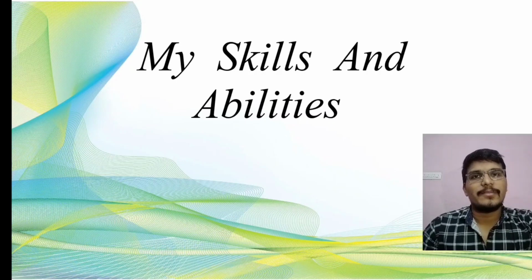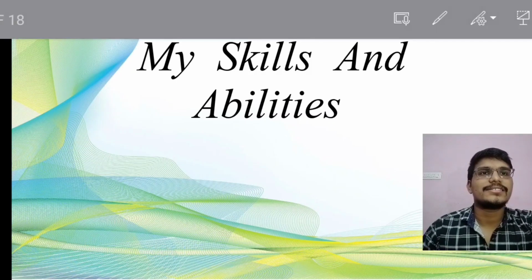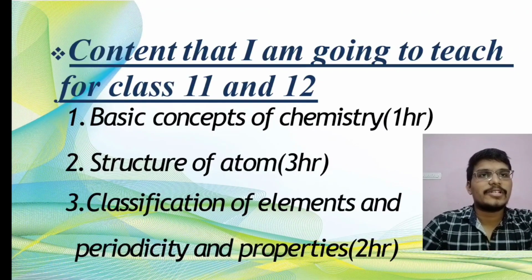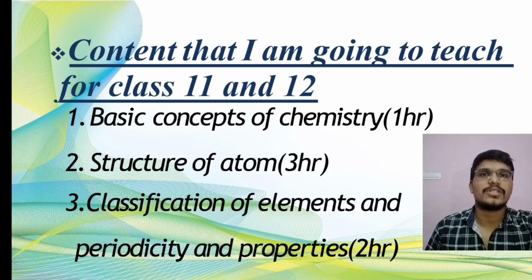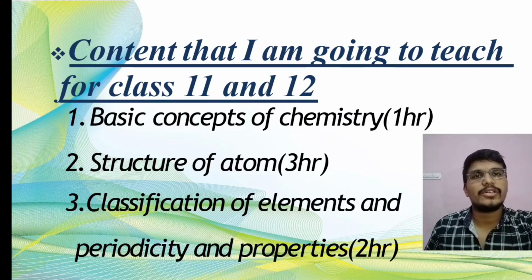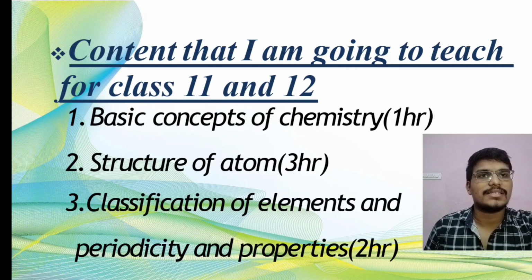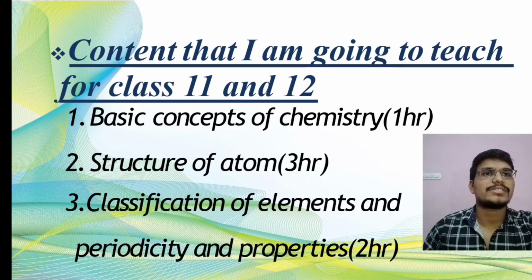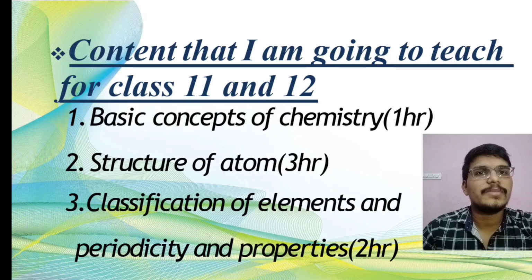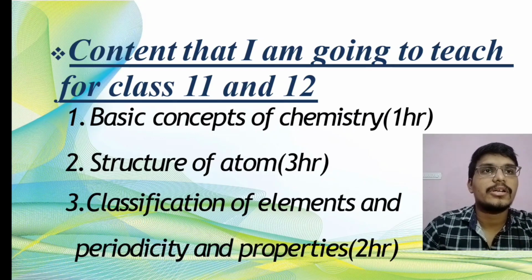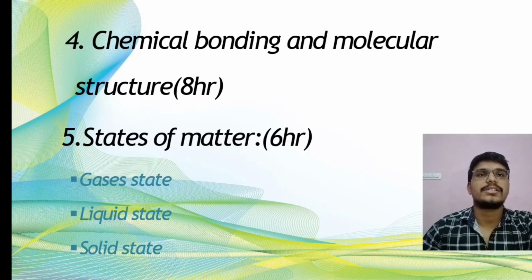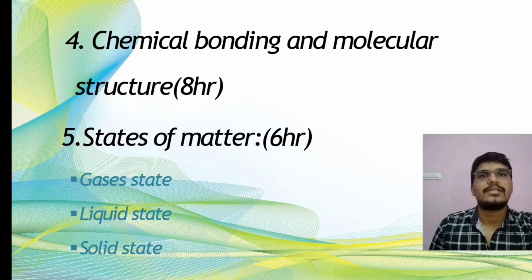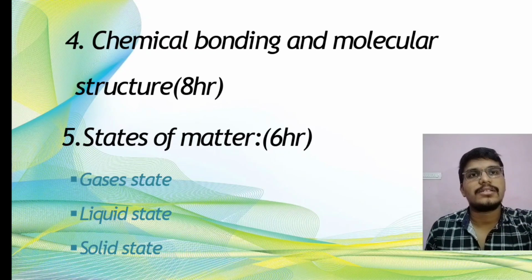Coming to the content that I can teach for class 11 and 12 students: basic concepts of chemistry, such as electrons and neutrons and how they function. Then structure of atom, which takes 3 hours, and then classification of elements and periodicity in properties, which covers all the information about the periodic table. Then chemical bonding and molecular structure is a high scoring topic and takes more time, about 8 hours.